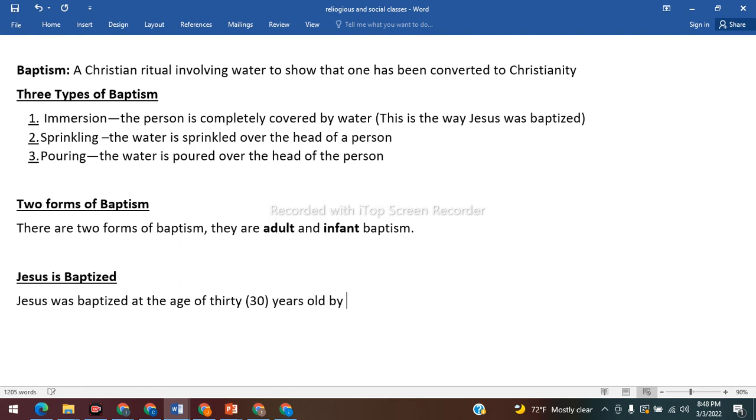By whom? John the Baptist, his cousin. Where? At the Jordan River. So there are a lot of things going on: his age when he was baptized, who baptized him, his cousin, and where he got baptized, the Jordan River.